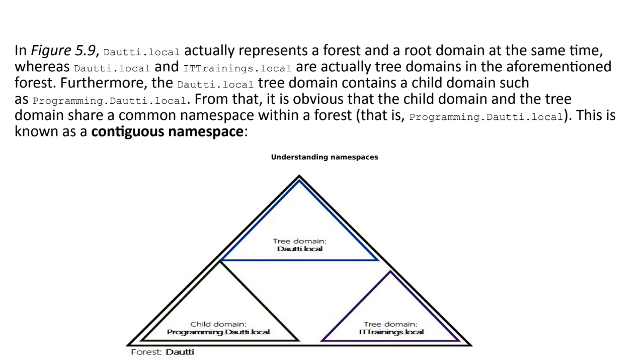Here we have a forest and a root domain at the same time. What is the name of this forest? Duwati. What are the other domains? Or three domains? Duwati.local and ITT. So you understand the whole concept now. Very good.